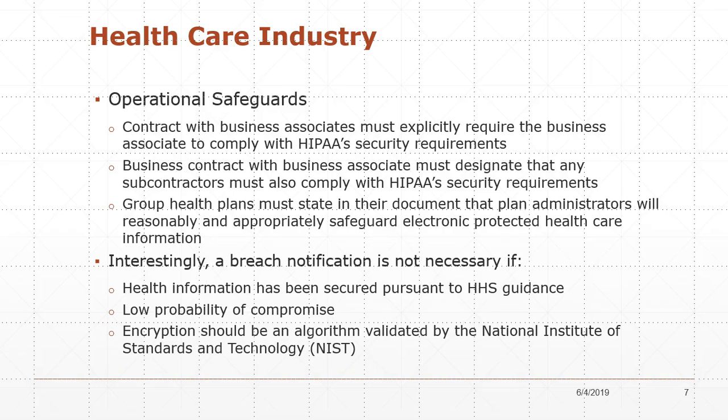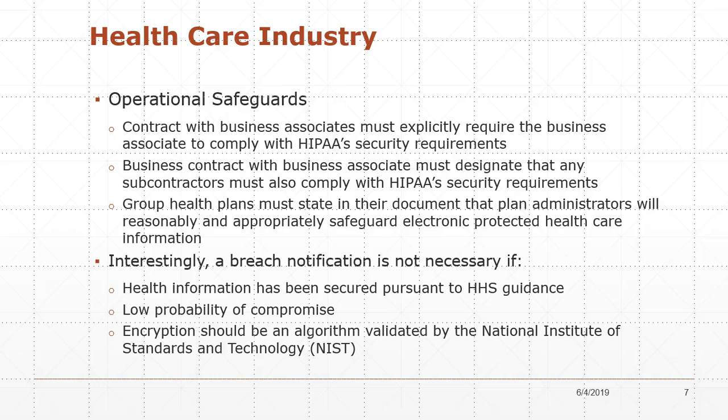Operational standards are usually contractual obligations. So contracts with business associates must explicitly require the business associate to comply with HIPAA security requirements. And likewise, if they use subcontractors, they must be compliant with security requirements. And group health plans must state in their document that plan administrators will reasonably and appropriately safeguard electronic protected health information.